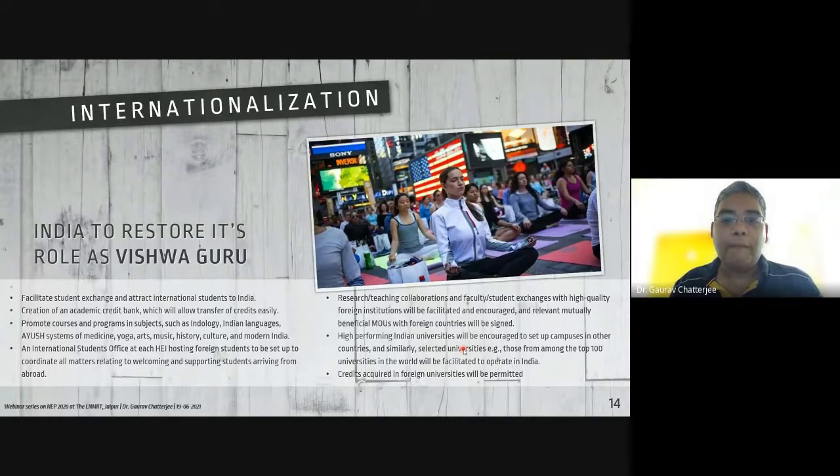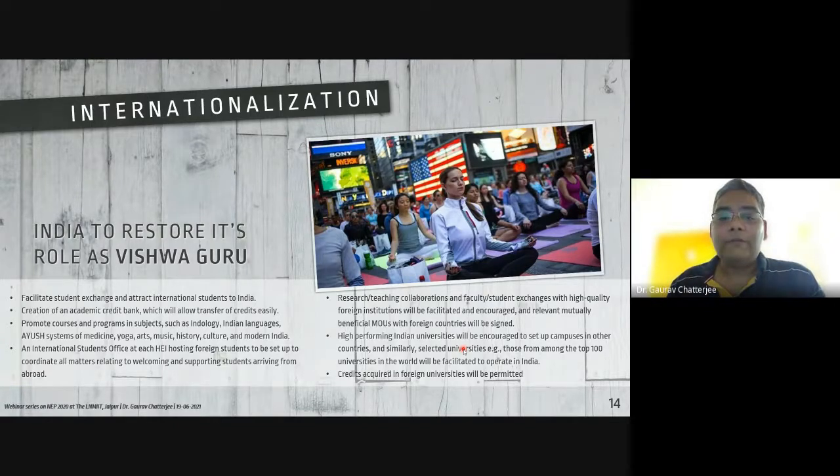So we can market and project ourselves better in the international global market by forecasting these as our primary education areas. There should be an international student office in each HEI which should be hosting foreign students and so on. Basically, the document tries to tell us different ways by which we could encourage a learning atmosphere for students from other countries to come to our country and to study.